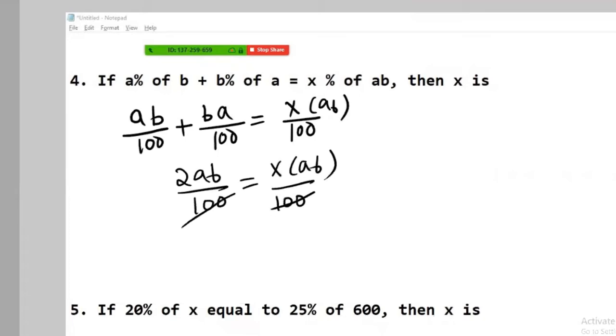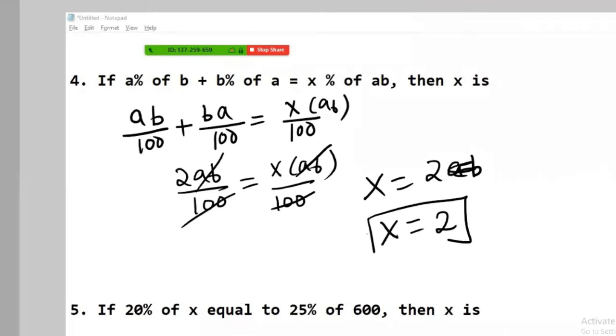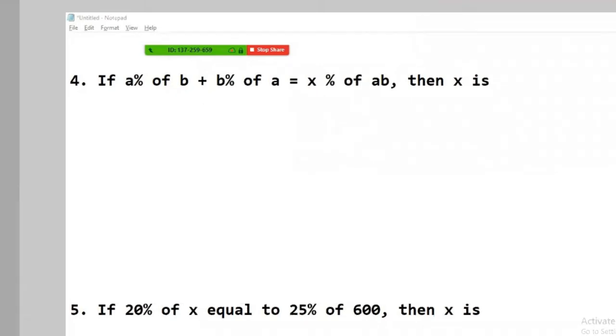So I want X. AB, you can cancel here, no? So that's how you can get X is equals to 2. Very simple question. It's just calculating how you are solving the questions is important. Okay, let's try to solve this question.